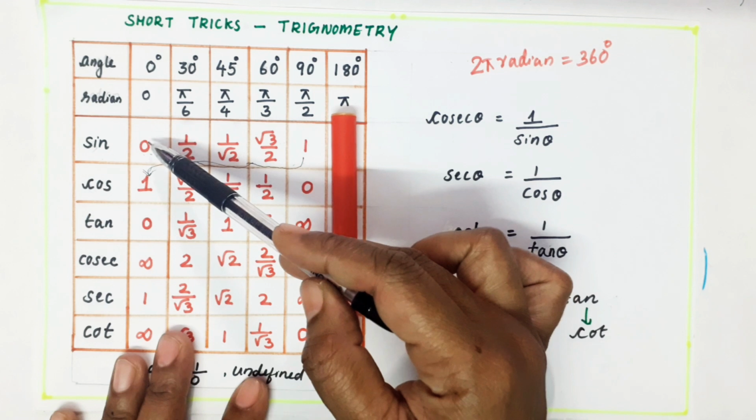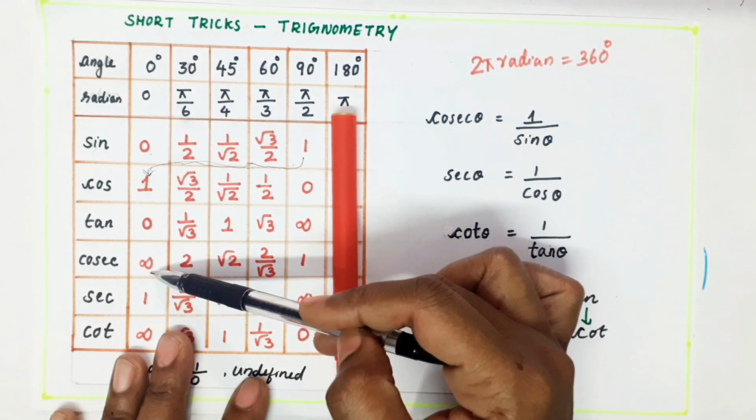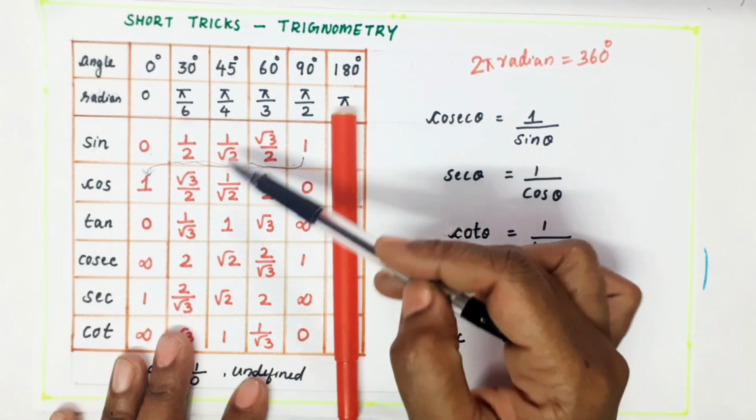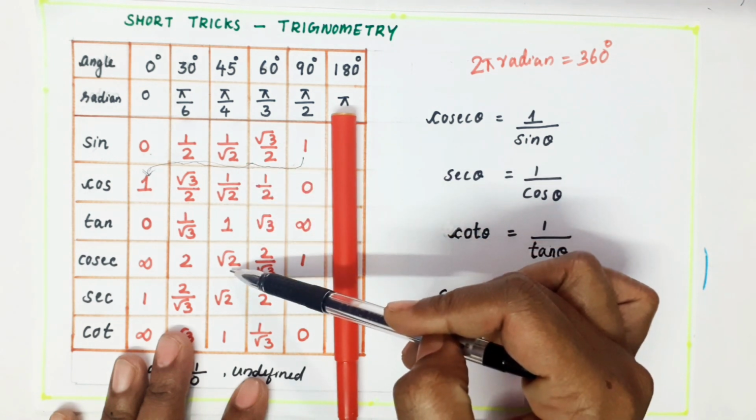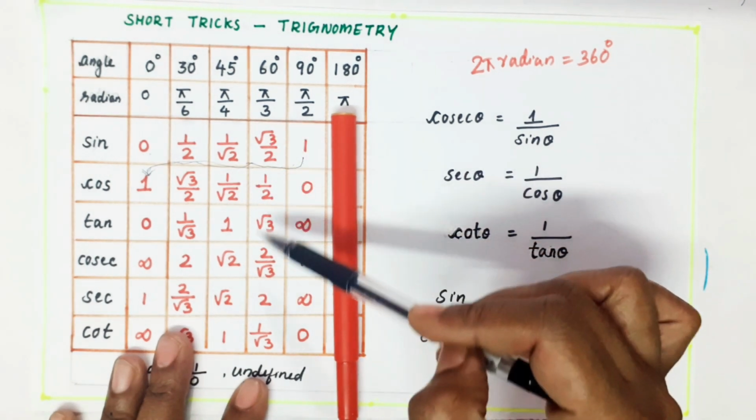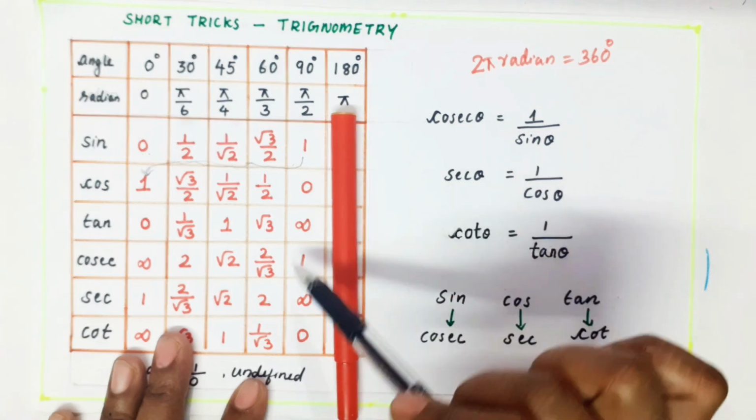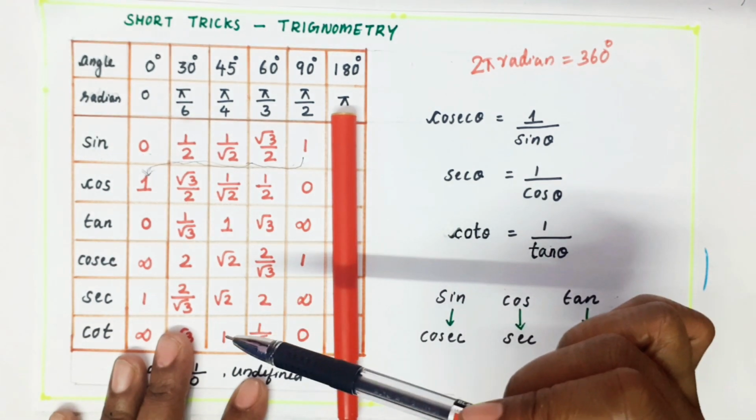Cosec theta, we know it is the reciprocal of sine. So take all reciprocals. 1 by 0, undefined. 1 by 2, 2. 1 by root 2 reciprocal, root 2. Root 3 by 2 reciprocal, 2 by root 3. 1 reciprocal, 1. Easy, right?